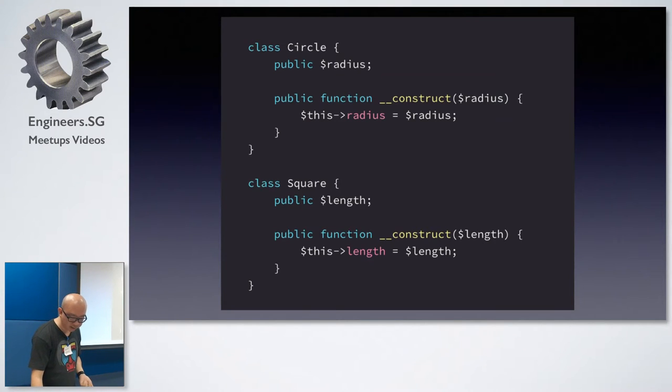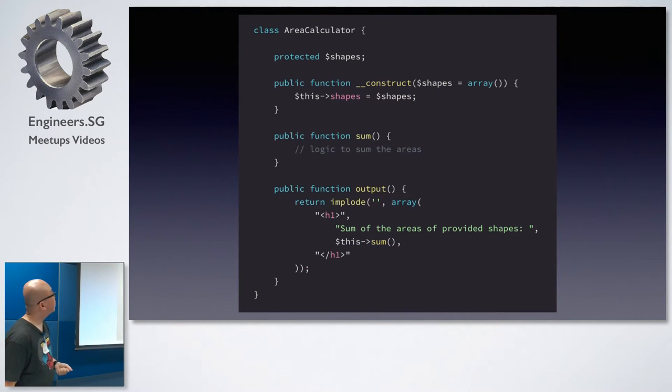So this does that. Our application here is an area calculator. Given an array of different shapes, calculate the total surface area of all the shapes in that array. So the array has a circle, has a square, and you need to have a way of generating and summing up the total area of all the shapes. So this is the functionality of this particular class here.